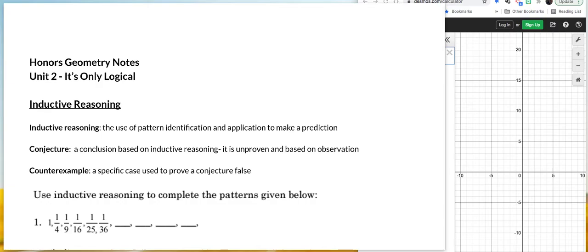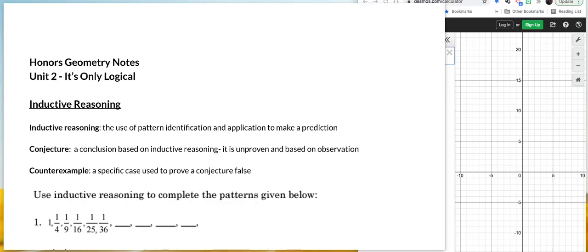Today we begin Unit 2 with a lesson about inductive reasoning. Our vocabulary for today: inductive reasoning. This is the use of pattern identification and application to make a prediction.